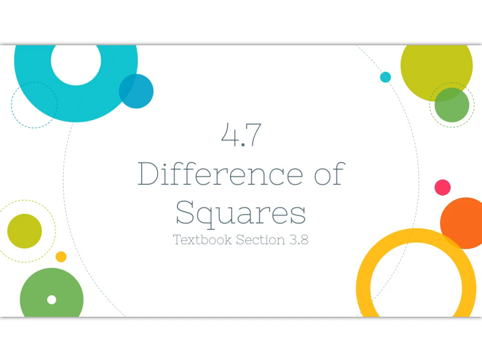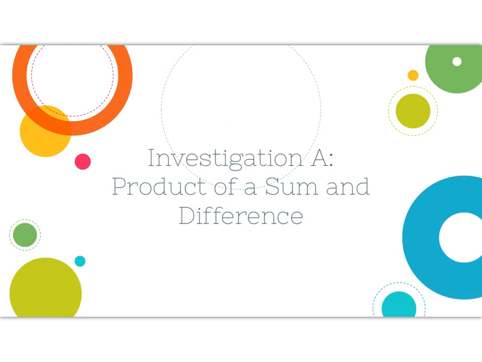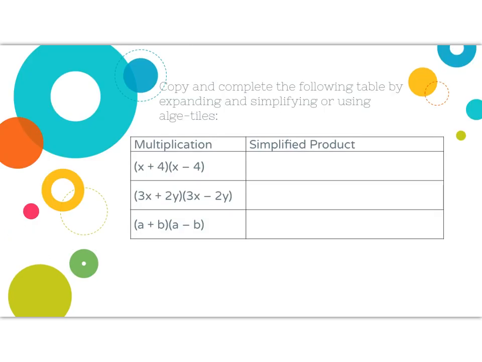We're going to look at factoring a difference of squares. So we're going to look at a product of a sum and a difference. Complete the following table by expanding and simplifying or using algebra tiles. Go ahead and pause this and expand. I'm going to just write in the answers here.